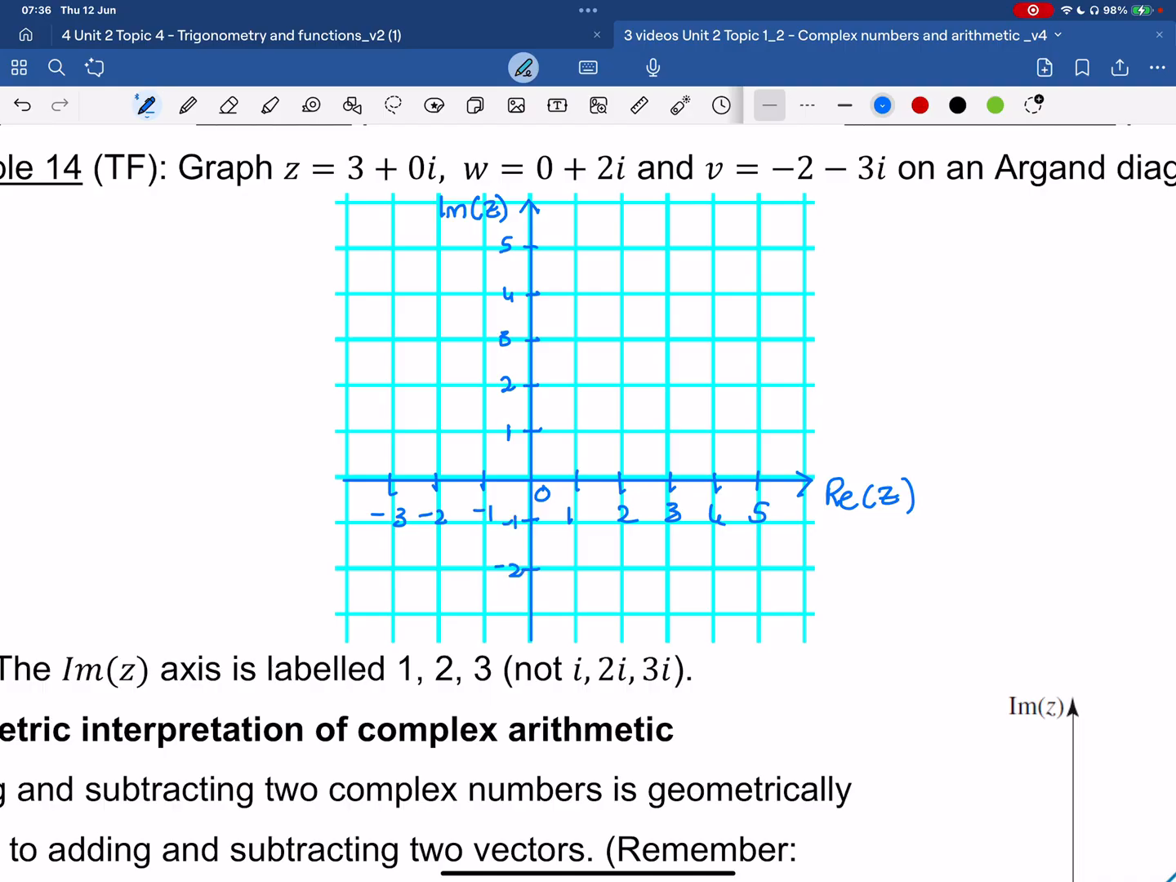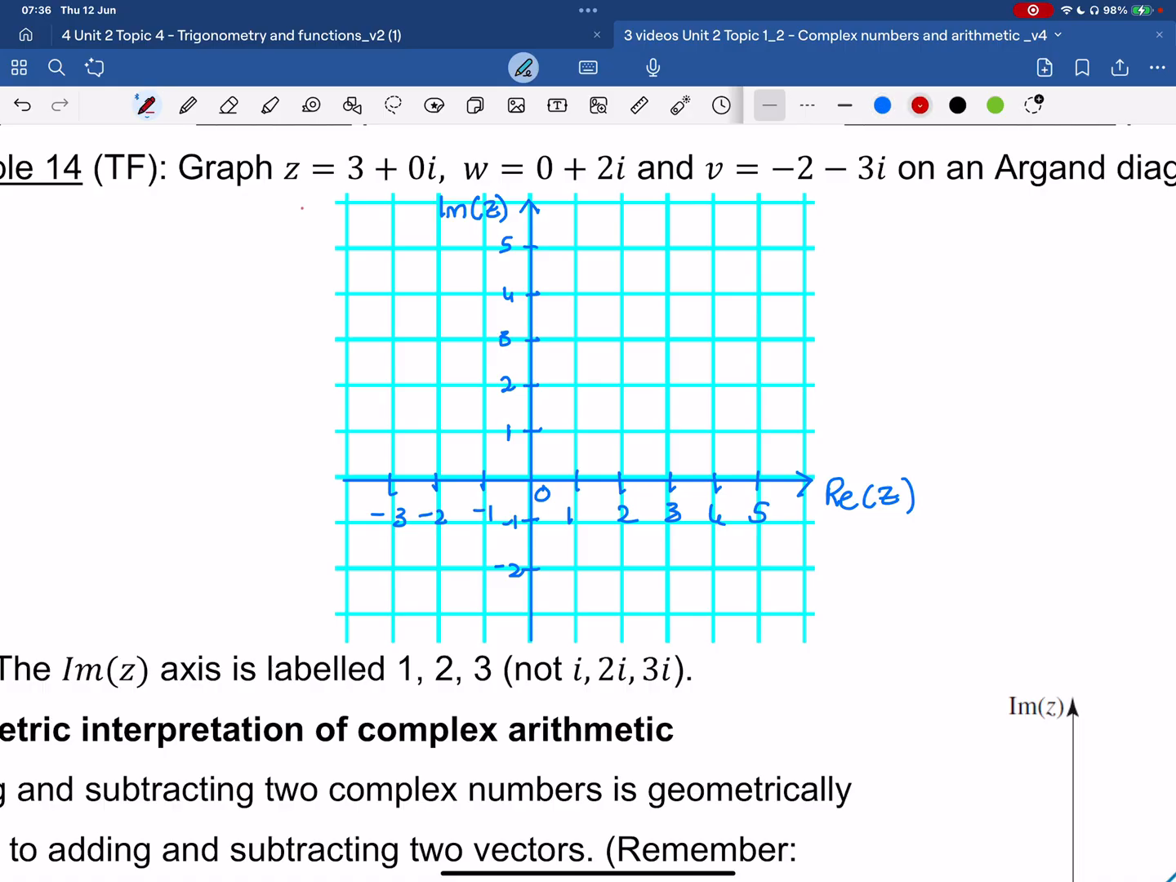Okay, now when we graph a complex number, it has got real and complex components, but the point that is associated with that complex number is going to be called the affix. Okay, and that's going to be the coordinate of this point. So let's have a look at the first one.